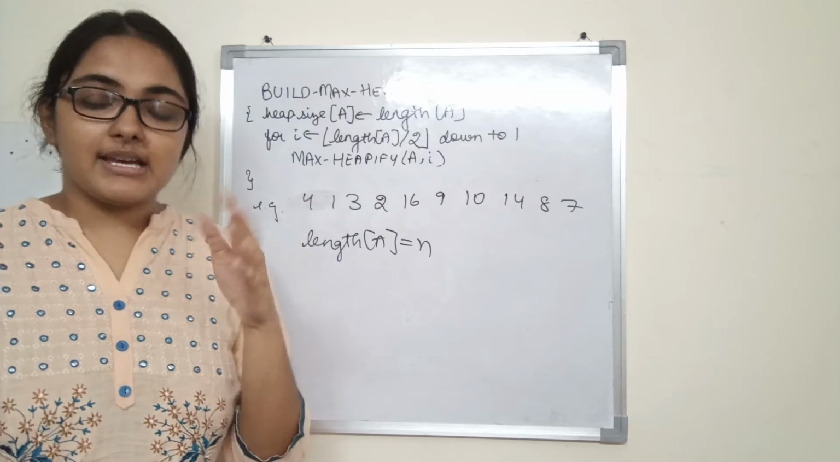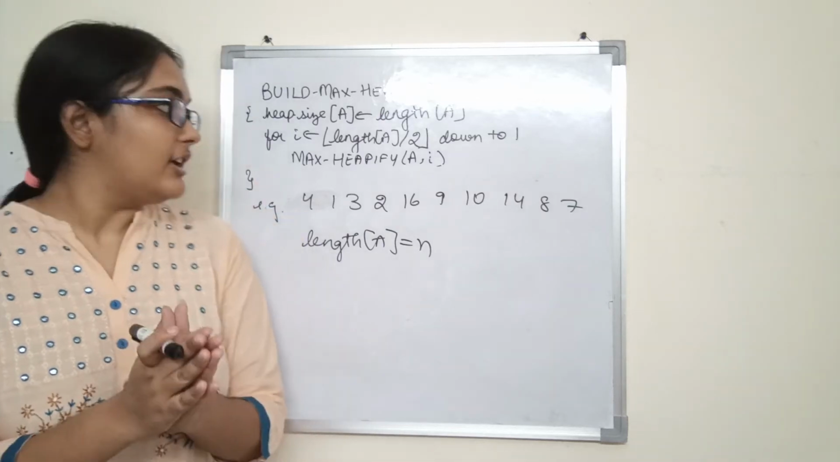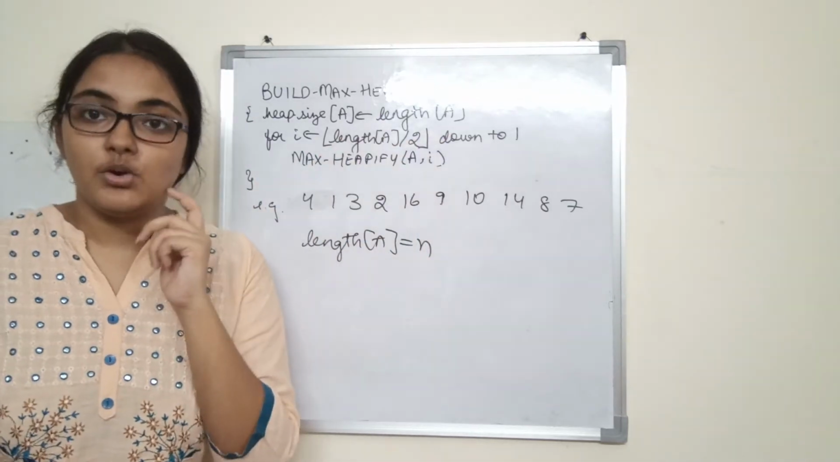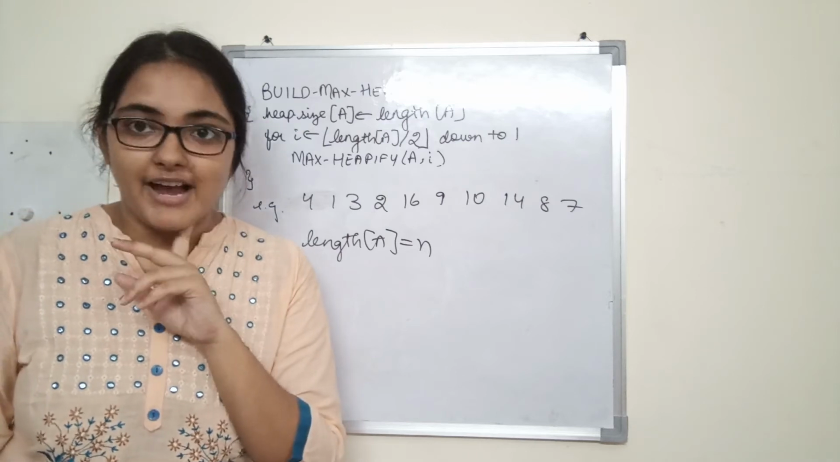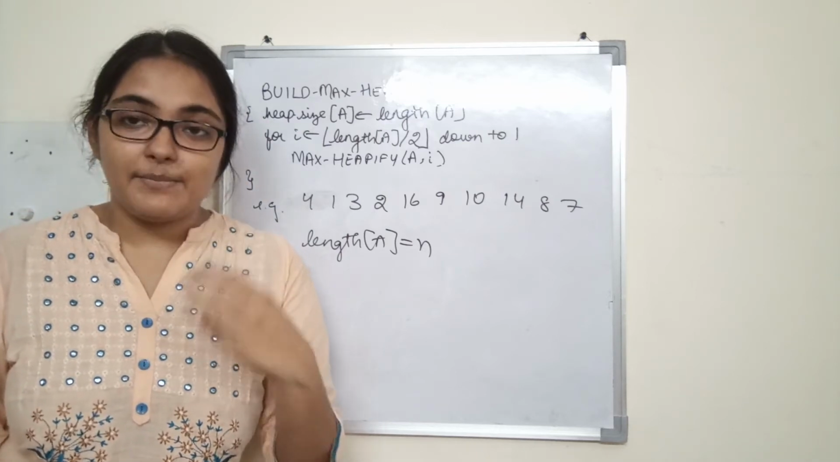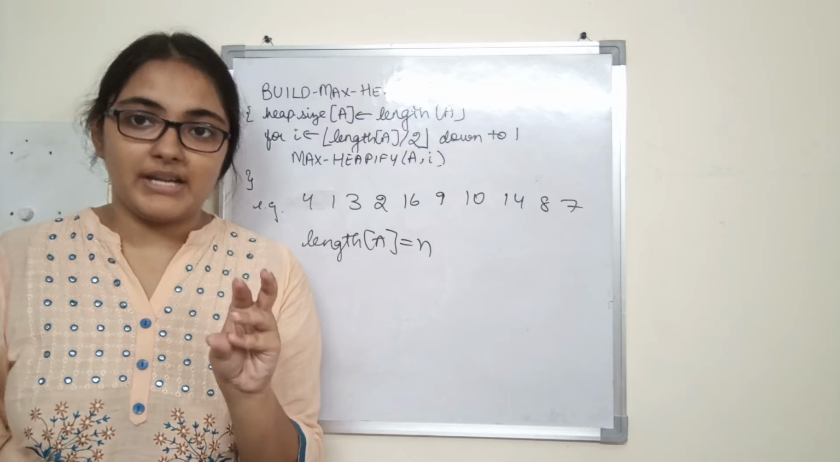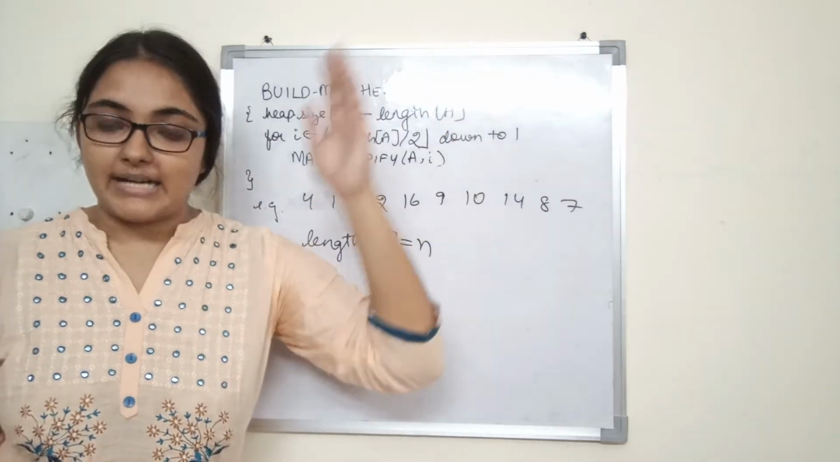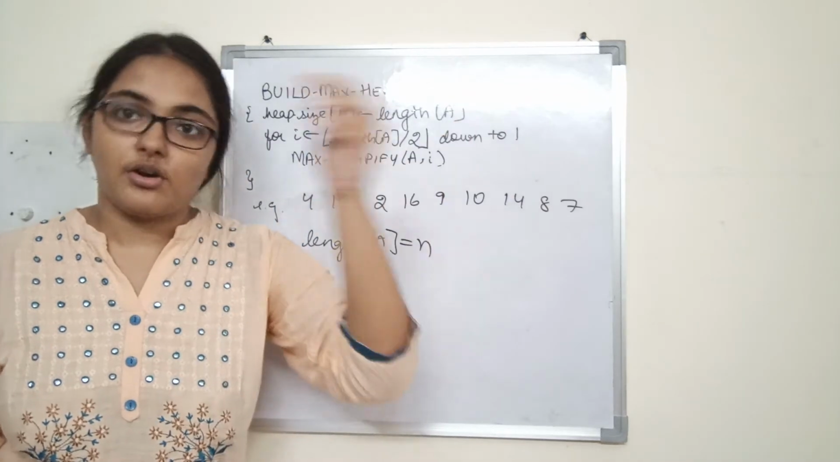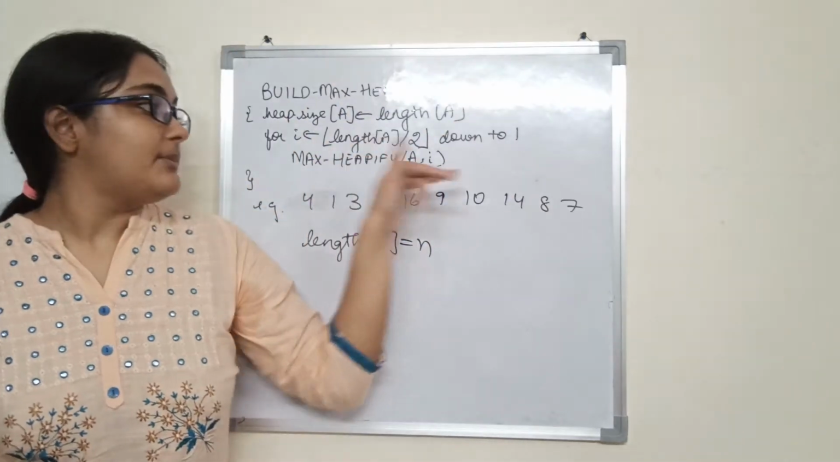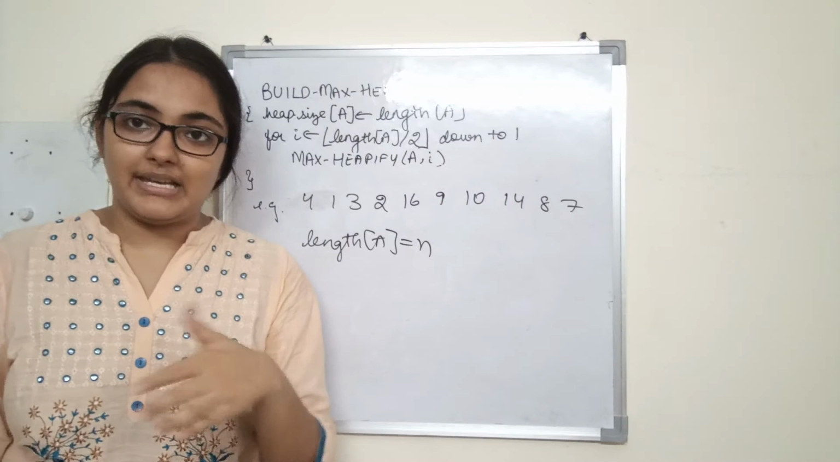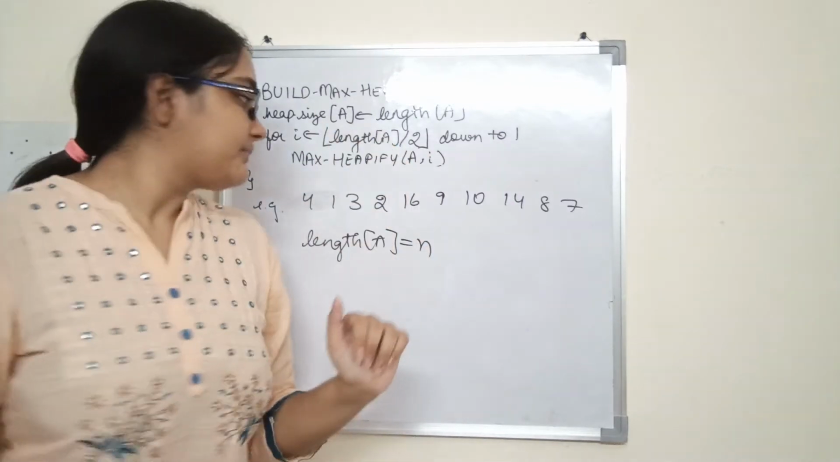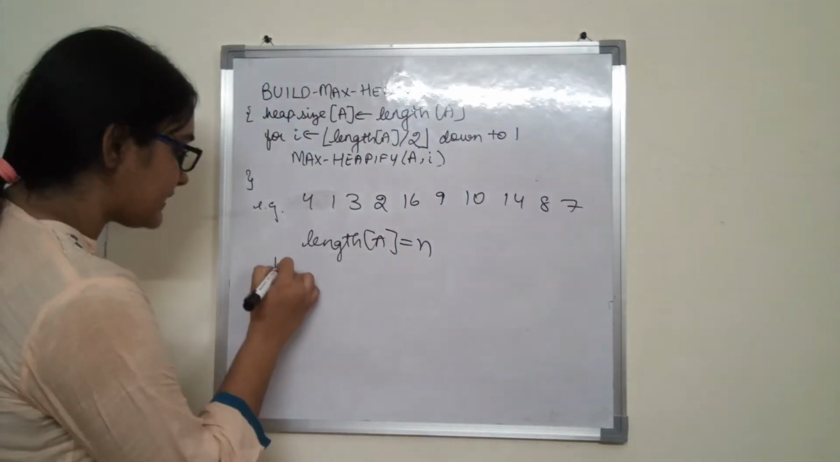Why? Because if we go from 1 to length of A by 2, the max heap property would be violated. The maximum element won't be taken care of. Alright, so we go from down to up, that is the largest non-leaf to the root. So in build max heap we call max heapify from the largest non-leaf to the root, right? Let us see an example.